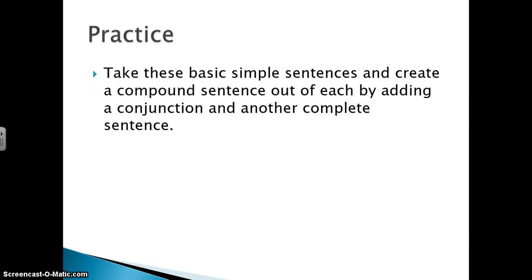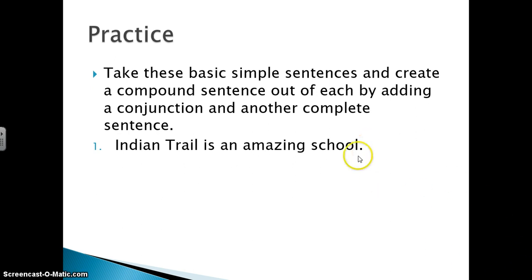Okay? So let's do some practicing here. You're going to take some basic simple sentences and you're going to create a compound sentence out of each by adding a conjunction and another complete sentence. Okay? So let's do the first one together to kind of show you what you're going to do here. Indian Trail is an amazing school. That is a complete thought. What you're going to do, the first thing is you're going to change this guy right here to a comma. Okay, so just go ahead and put a comma in place of the period on your sheet there.